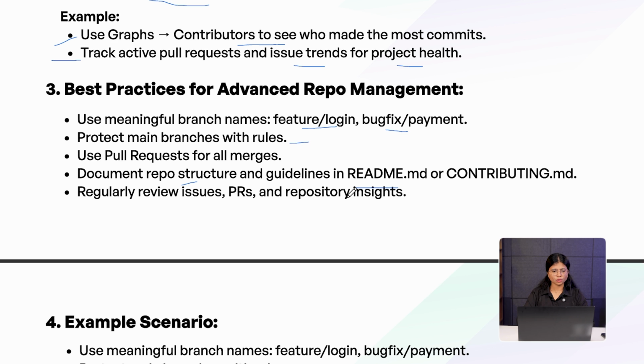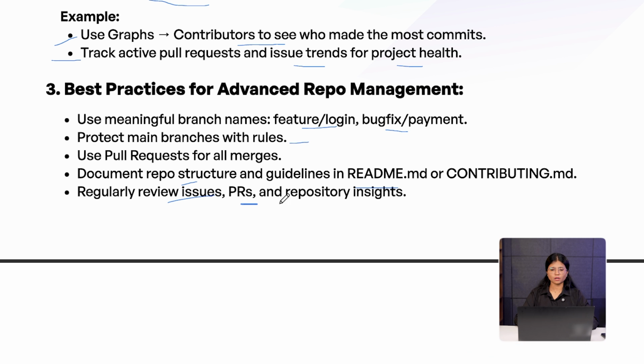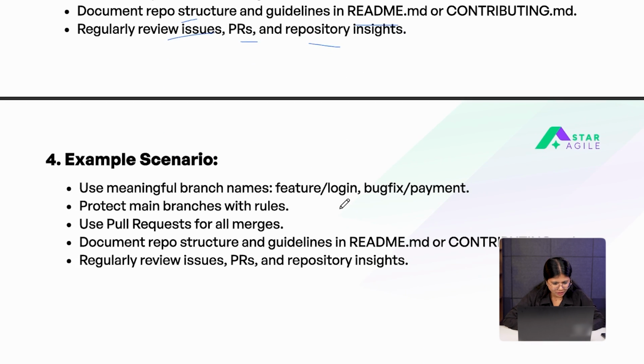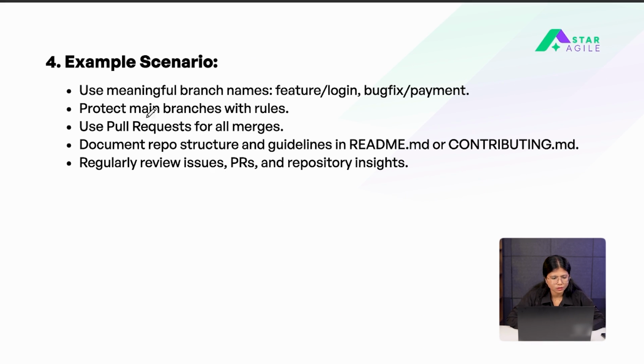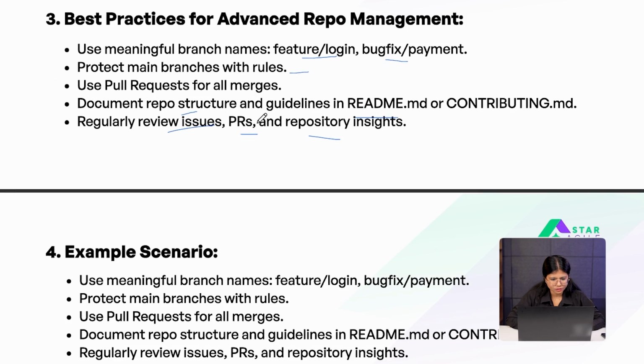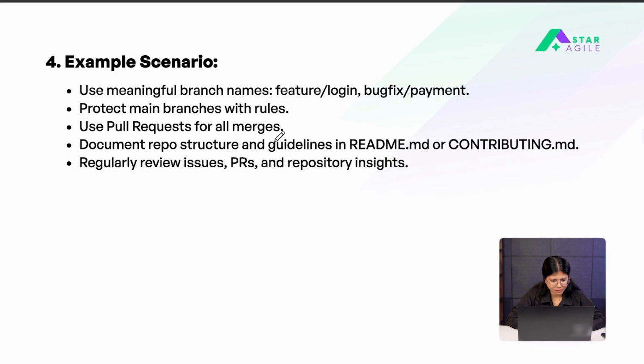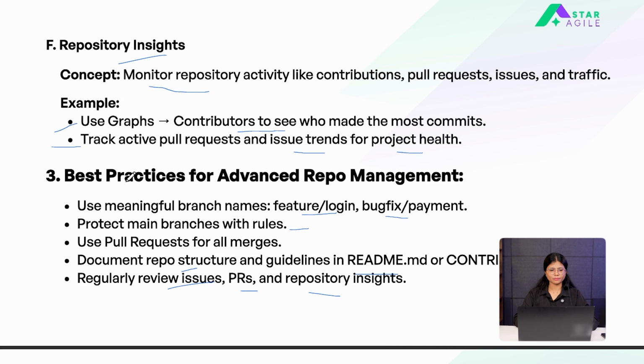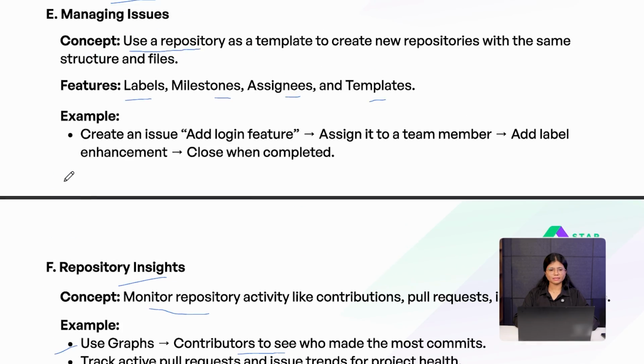Again, we have something called regularly review issues. So you have to regularly review your issues. PR is like pull request. And your repository insights should be maintained. So in this way, example scenario, use meaningful branch names, as which we have told. Okay, in this way, I think it is repeated, I'm sorry for that. So in this way best practices can be followed here, and tasks can be done.